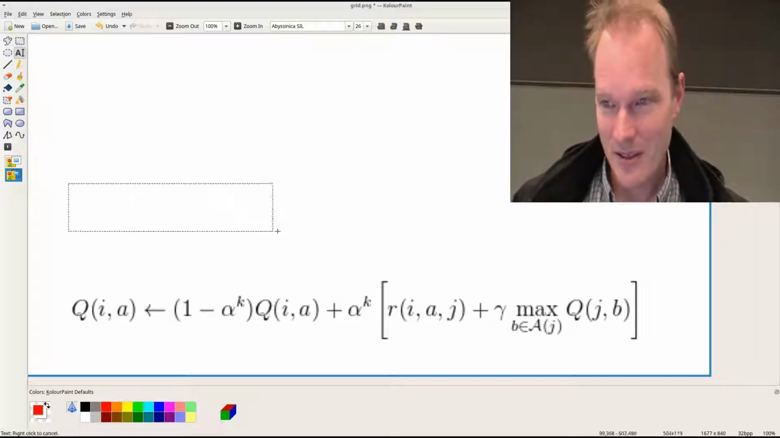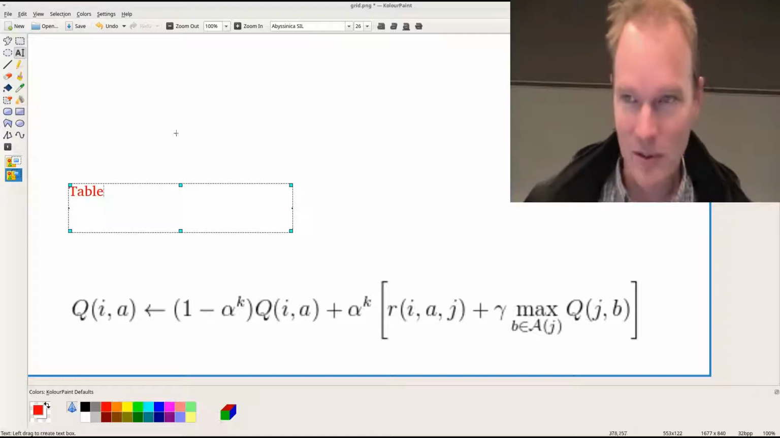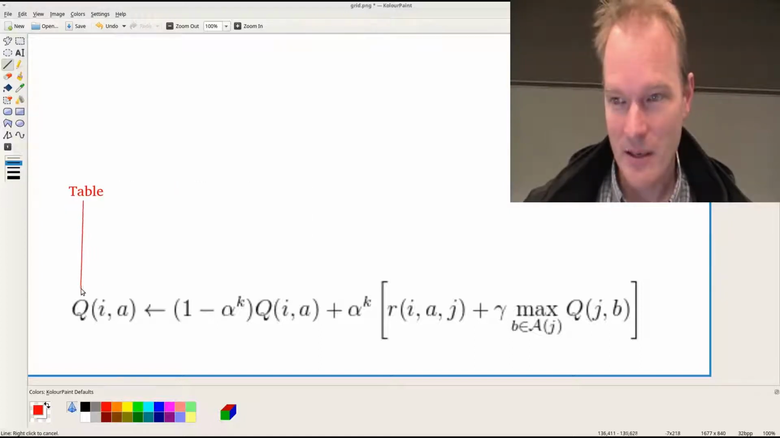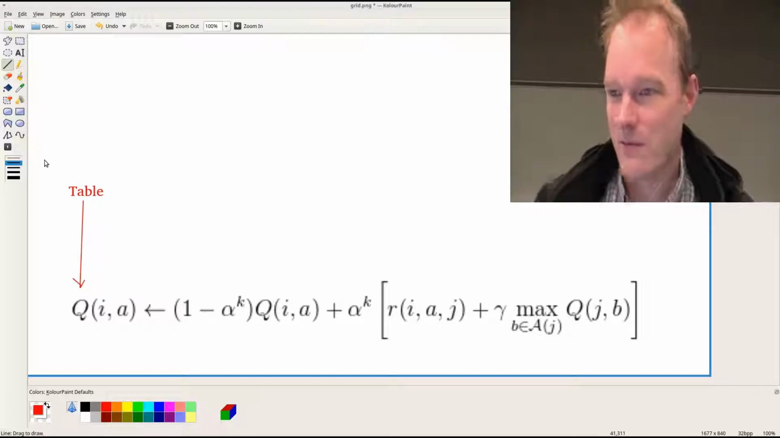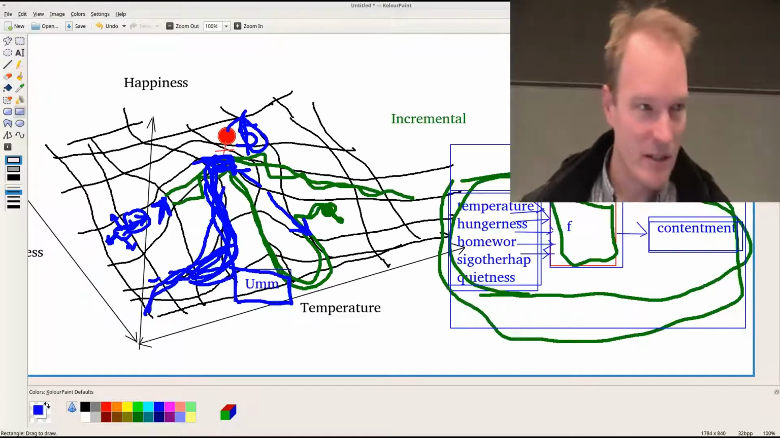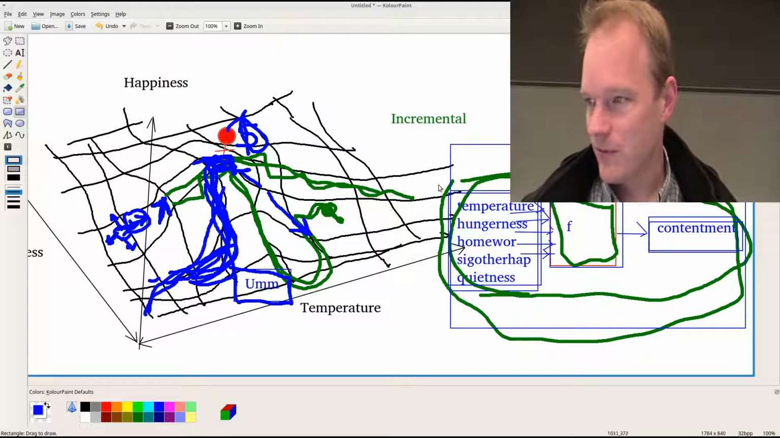Q is the table, by which I mean Q is your policy function. It is that whole function. It's this one.